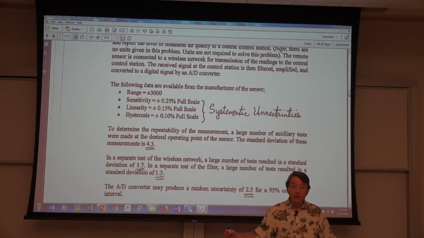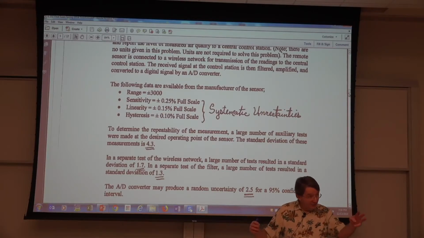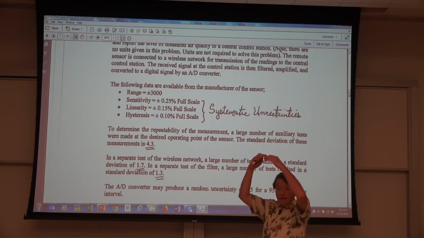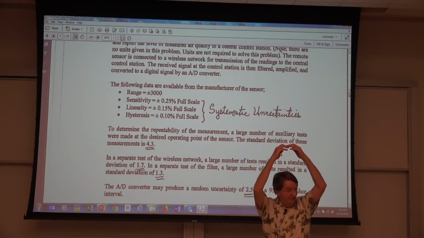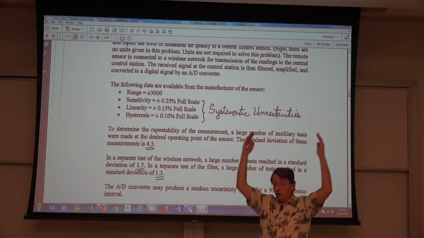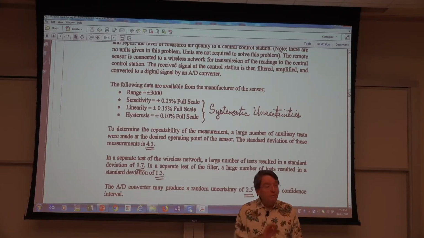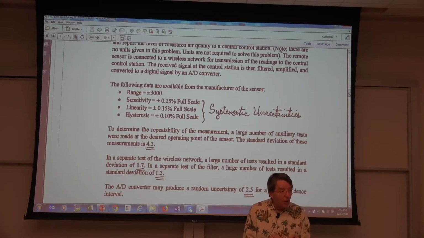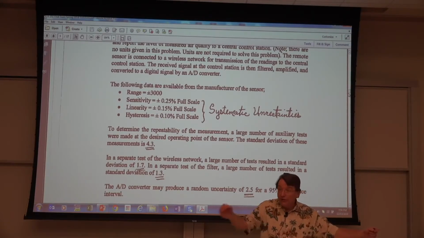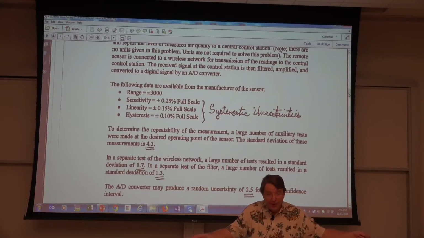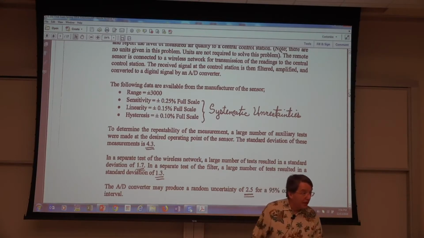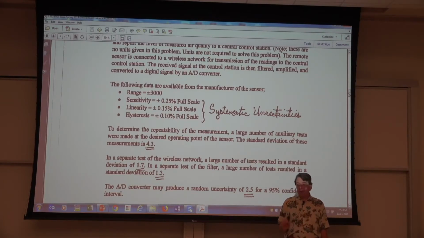I think there's two choices, 3,000 or 6,000. What's full scale? 3,000. Full scale is the highest you can get. Full scale in this course is 100. So full scale is the absolute maximum reading. It's not what we call 6,000 going from minus 3,000 to plus 3,000. So don't make that mistake. Full scale is the maximum reading of the sensor. And in this case, full scale, 3,000.